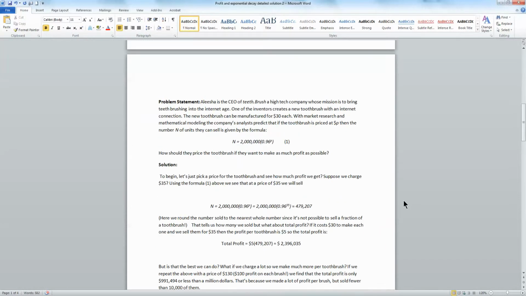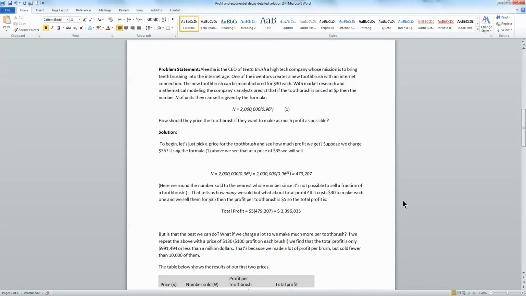So, solution. To begin, let's just pick a price for the toothbrush and see how much profit we get. Suppose we charge $35. Using the formula 1 above, we see that at a price of $35 we will sell, and then we calculate it, 479,000 toothbrushes. That tells us how many we sold, but what about the total profit? Well, if it costs $30 to make each one and we sell them for $35, then the profit per toothbrush is $5. So the total profit is $5 times the 479,000 we sold, which is $2,396,000. But is that the best we can do?